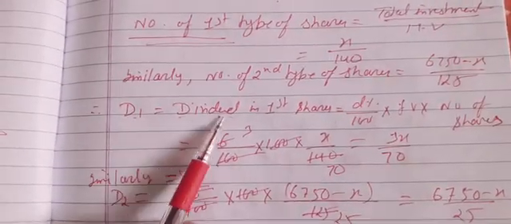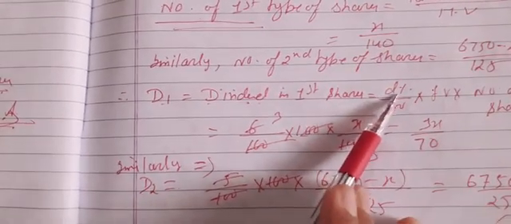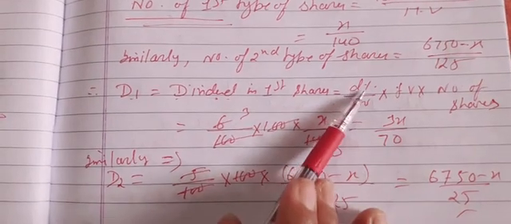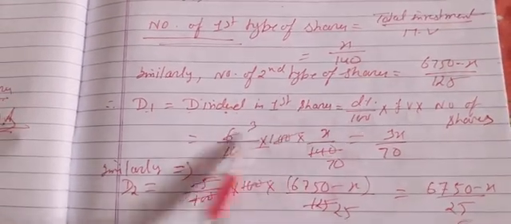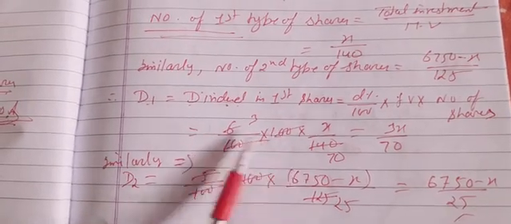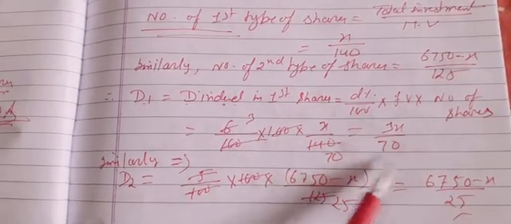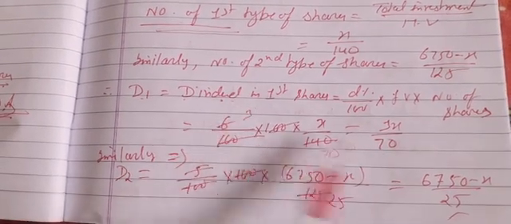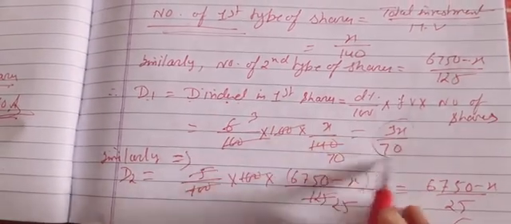Therefore D1, the dividend on the first share, equals dividend percent upon 100 into face value into number of shares. Whatever values we have noted, we put them here and calculate. 100 cancelled, 60, so it is 3x upon 70. So the dividend or income earned by the first share is 3x by 70.